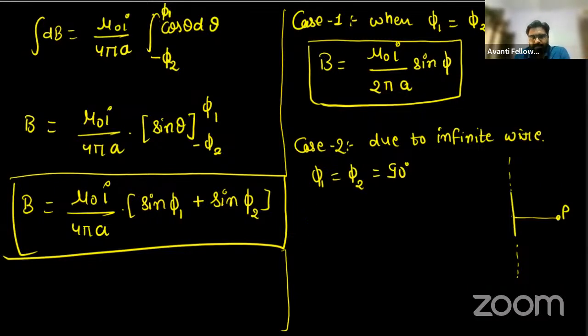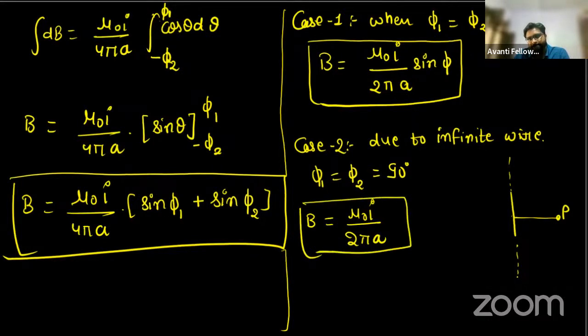Now the magnetic field B will be mu naught I over 4 pi A times (sin 90 plus sin 90). Since sin 90 is 1, this sum is 2, so it becomes mu naught I over 2 pi A. Got it? Clear? Any kind of doubt?